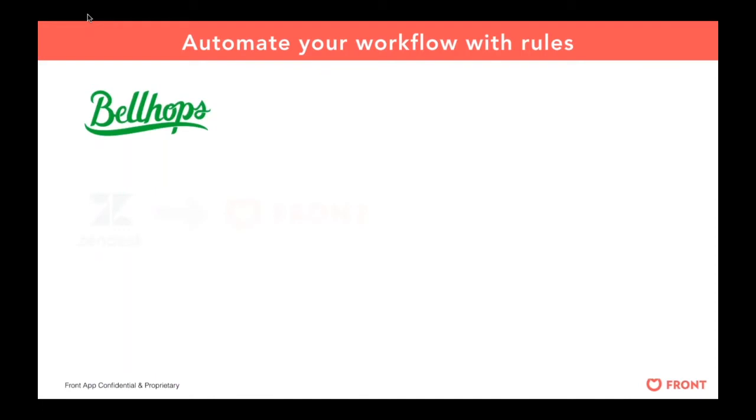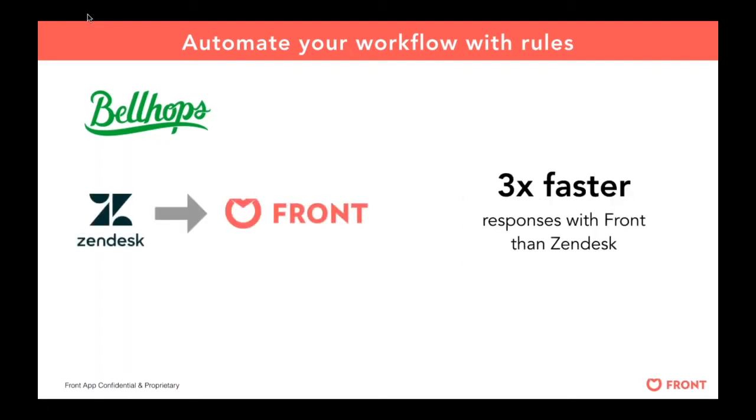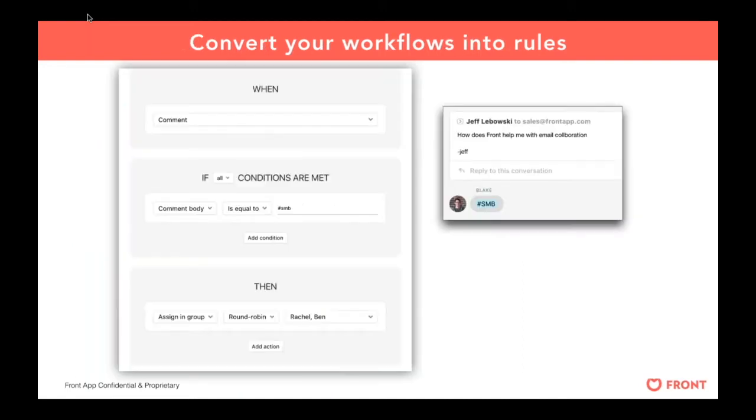Now, another shortcut is setting up rules. Bellhops is a cool tech-based moving company, and when they switched from Zendesk to Front, they created 69 rules to route messages to the right people, notify the right groups of teammates, and organize texts coming from their numerous Twilio numbers. Now, for requests like to move things within 24 hours or to use a specific truck, messages are then automatically sent to Bellhop's priority inboxes. As a result of this, they were then able to run their business 3 times faster.